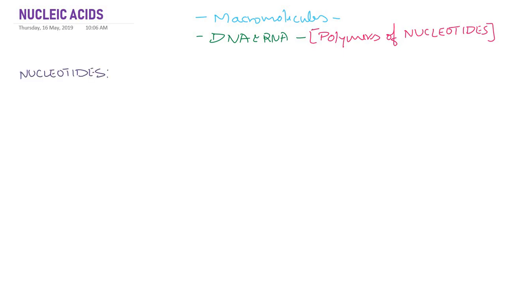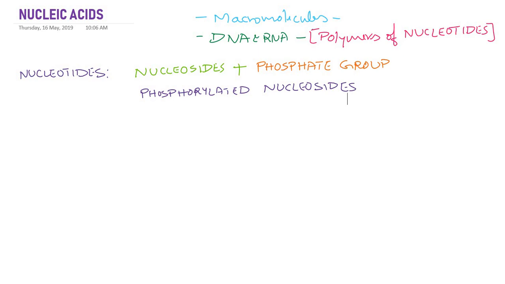Nucleotides are a combination of nucleosides and phosphate group. So nucleotides are nothing but phosphorylated nucleosides. Again there is a new term. What is a nucleoside? Nucleosides are part and parcel of nucleic acid. They are again a combination of nitrogenous bases and sugar. So we started with nucleic acids, and nucleotides are nucleosides and phosphate group. So nucleosides are a combination of nitrogenous bases and sugar.